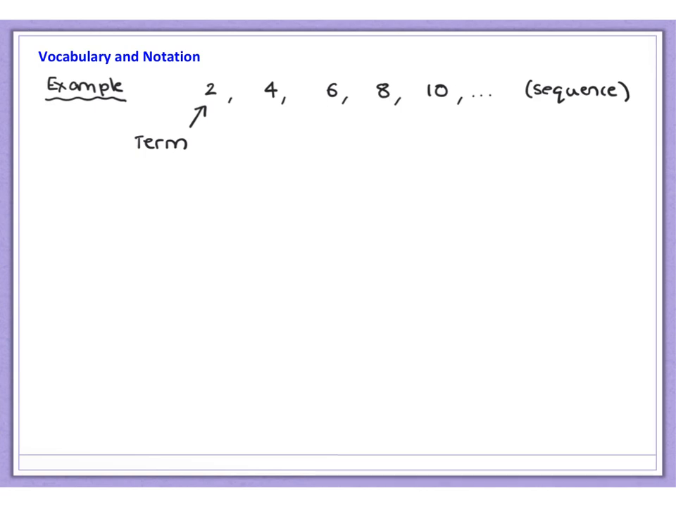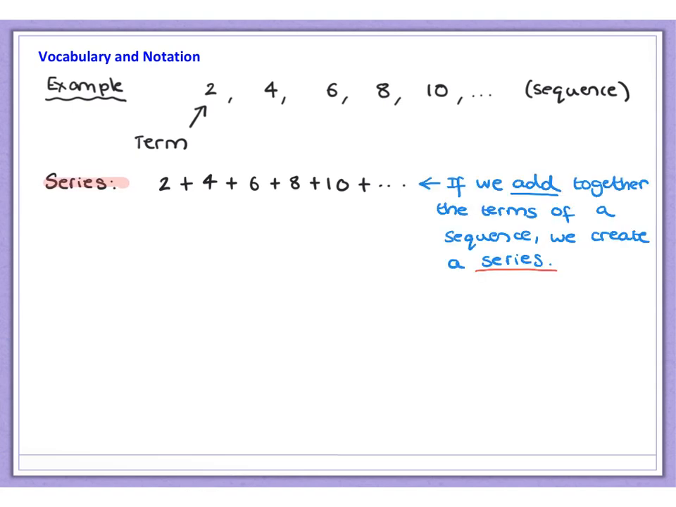Now, a term you may not have come across previously is the word series. A series is created when you add together each of the terms in a sequence. So if I added 2 plus 4 plus 6 plus 8 plus 10 plus all of the terms in this infinite sequence, I would create what we call a series. And it's important that we understand the difference between these two words, sequence and series.